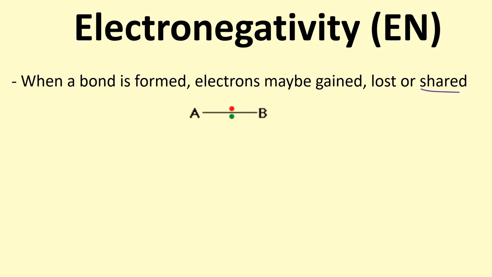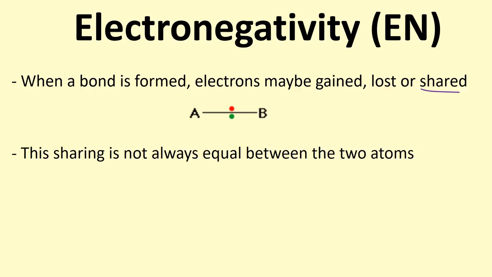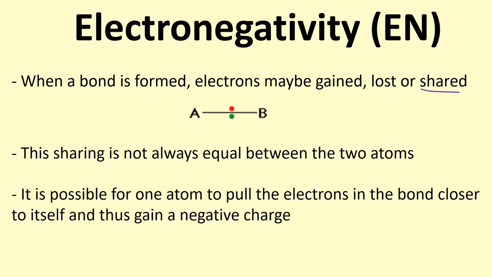Like this. So there's a bond, and the bond is representing electrons. The sharing is not always equal between the two atoms. It is possible for one atom to pull the electrons in the bond closer to itself and thus gain a negative charge. So in AB, what we're saying is that B was actually better at pulling those electrons towards it. You can see this funny little shape right here that is representing the negative end of the molecule, because these electrons are negative and they move towards that end.